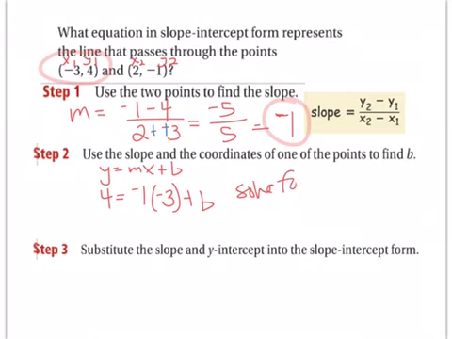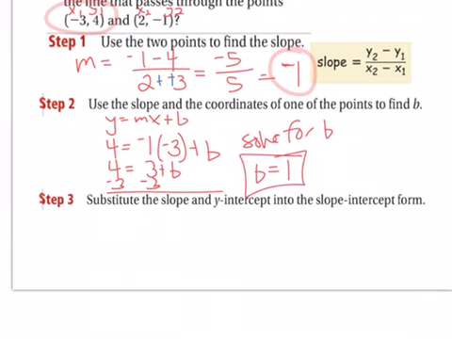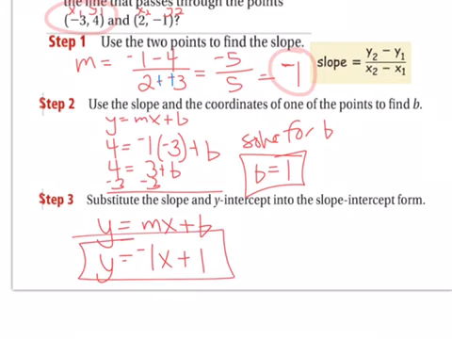And now we're going to solve this for b. So 4 equals 3 plus b, minus 3 on each side. And I get b is 1. So my equation, y equals mx plus b. The slope from step 1 is -1, and the y-intercept is 1.